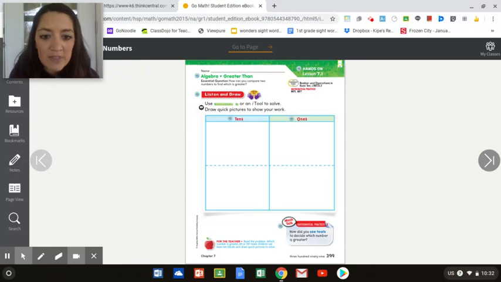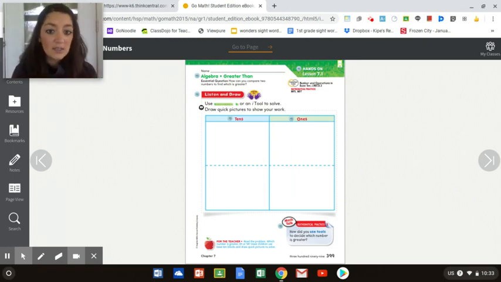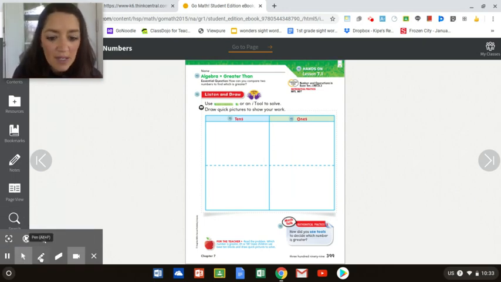Okay, so it says use a tens and a ones or any tool to solve. Draw a quick picture. So it says here at the bottom, sorry, I'm trying to zoom in. It says read the problem. Which number is greater? 65 or 56? Okay, so we have 65. So go ahead and write 65 here.